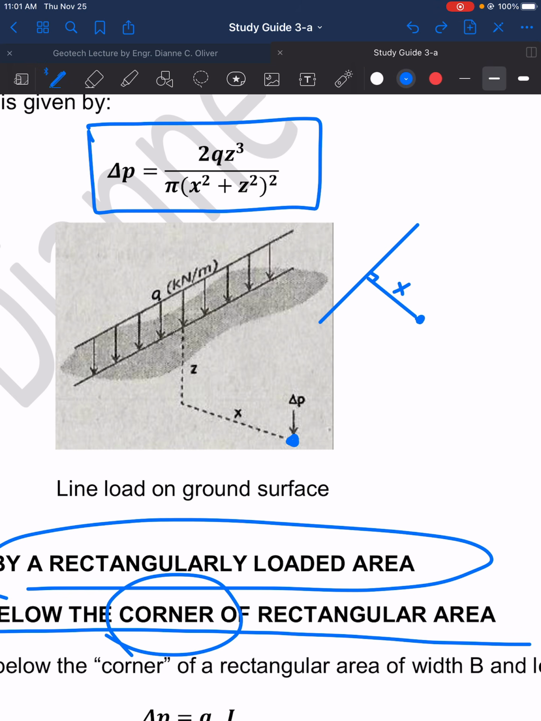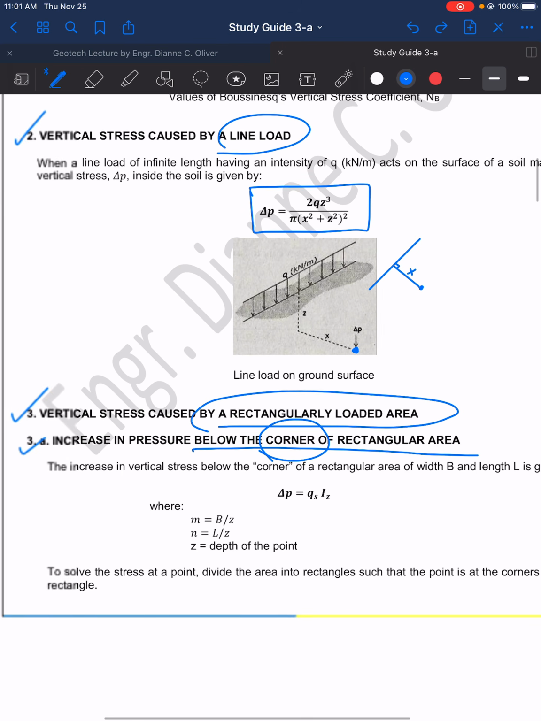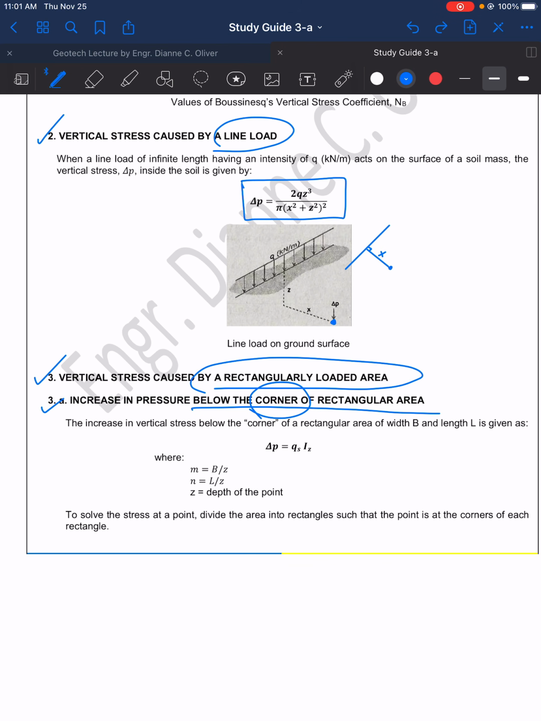Okay. So the formula for delta P is equal to 2 times the small q, multiplied with the depth z raised to 3, divided by pi times the x location of the point squared plus the depth squared, and then another squared. So that's for the line load. Let's go to the third one.